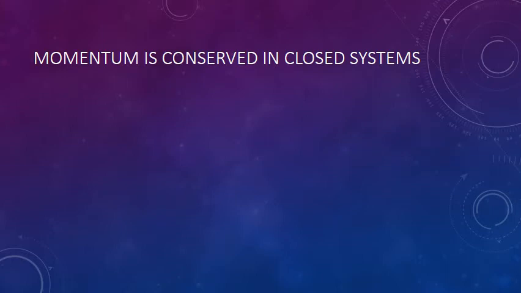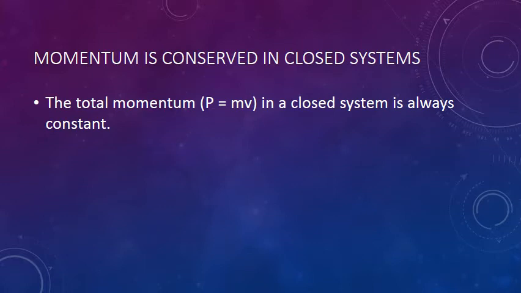So the big idea here is that momentum is conserved in closed systems. We've talked about closed systems many times in this class in terms of mass and energy, and now we're applying it to momentum. So the total momentum in a closed system is always a constant. If we can separate those objects from the rest of the world, the momentum of those objects is going to stay a constant.